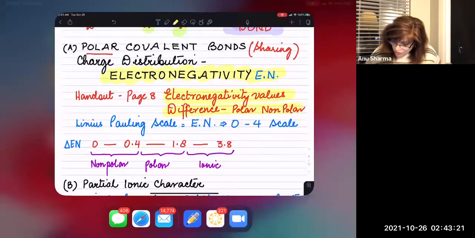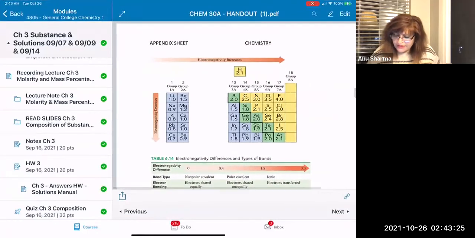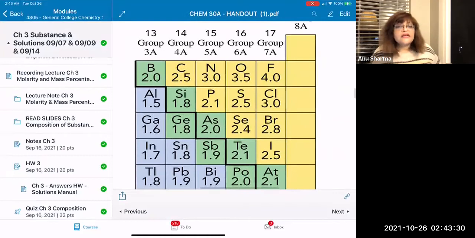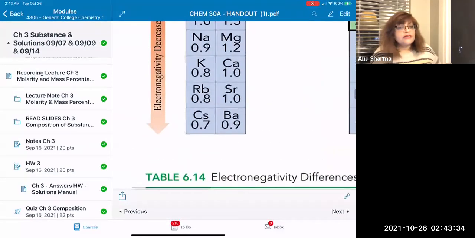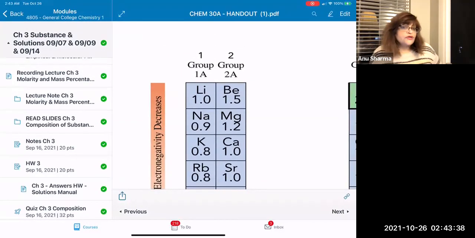And when you go look at this in your handout, you will see these values. So this is fluorine, the electronegativity is 4. And if you look at cesium, the electronegativity is 0.7. You look at lithium, electronegativity is 1, sodium is 0.9, potassium is 0.8. So electronegativity decreases when you go down a group.